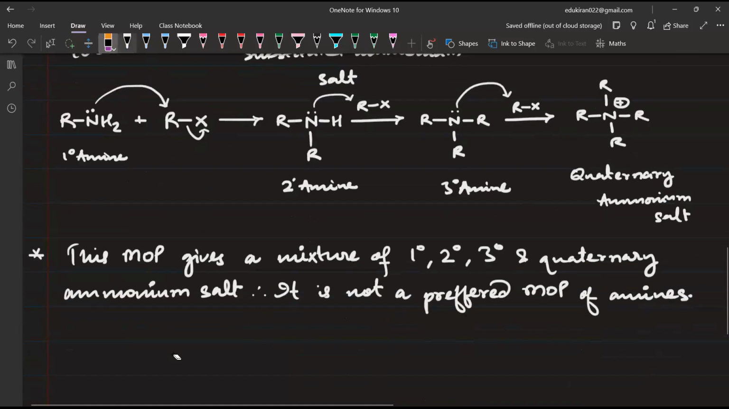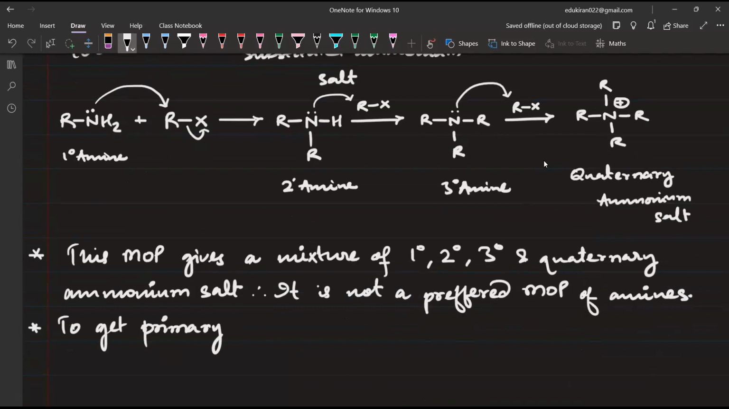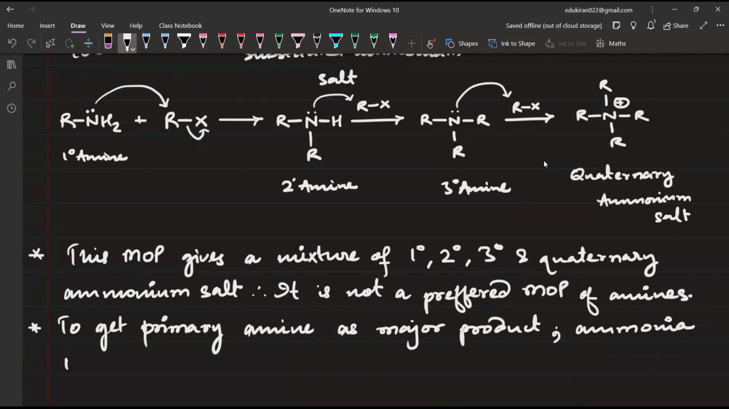Right, next point. Now this particular point was asked in the previous year paper. Please write: to get primary amine. Previous means this very year, it was asked in 2023. Primary amine as major product, ammonia, that is NH3, is taken in excess.